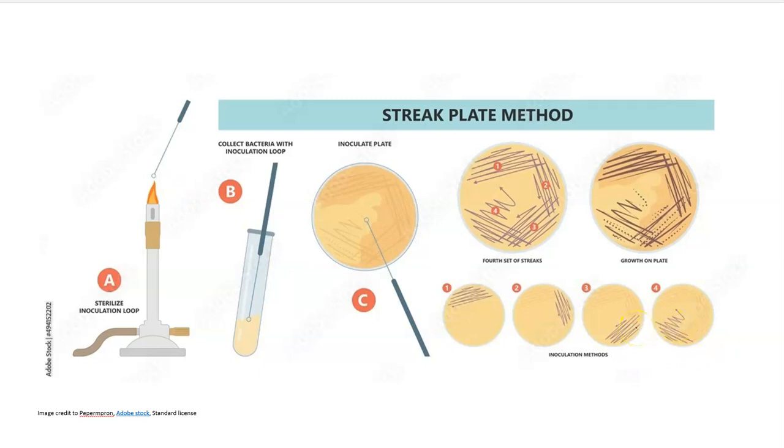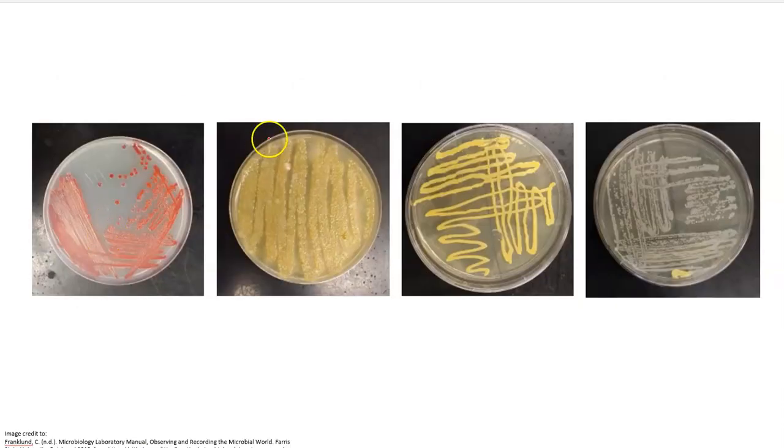And then at that point, you could set your loop down, you could label your petri dish, and then you could parafilm it and then put it in the incubator for about 24 hours. And then hopefully when you get it out of the incubator, you see a nice perfect streak plate that resembles this one with Serratia marcescens, which is a pink bacteria growing on it. So this is kind of ideal.